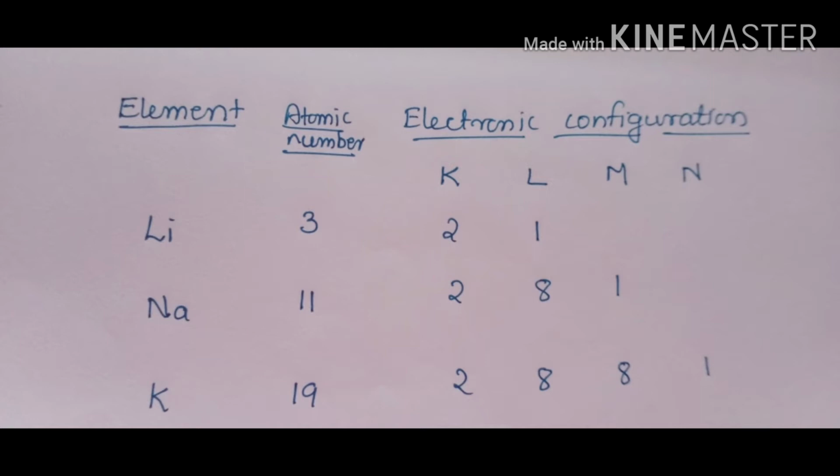From these examples, it is clear that as we go down the group, the number of shells in the electronic configuration of an atom increases. That is, in lithium, electrons occupy 2 shells. In sodium, electrons occupy 3 shells, whereas in potassium, electrons occupy 4 shells.